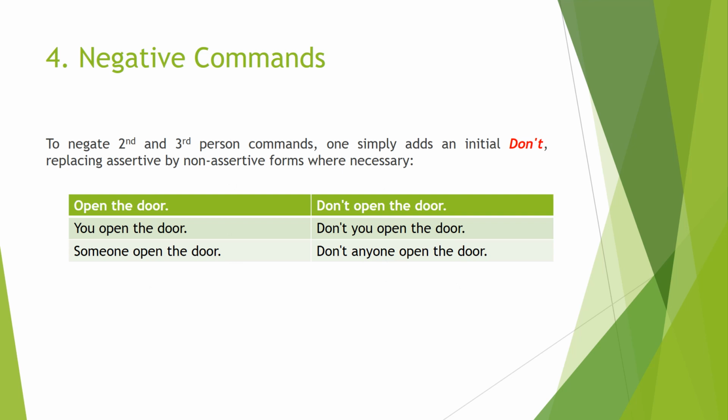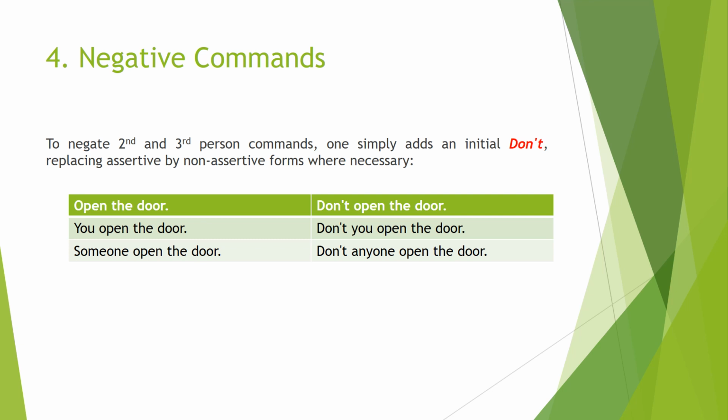Number 4, we have negative commands. So to negate commands, we simply put don't. And here they say you have to pay attention to whether your commands are having assertive forms, because in negative commands, as we learned, we cannot use assertive forms. We have to change them into what? Non-assertive. For example, open the door. The negative is don't open the door.